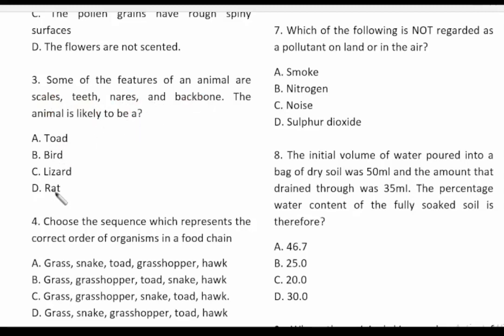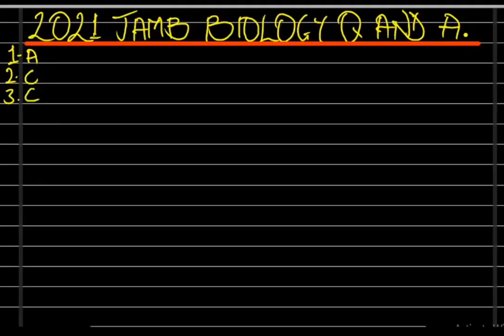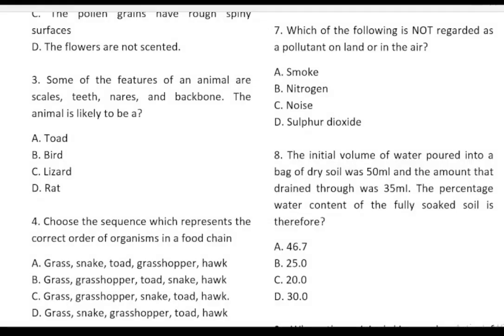Now, it appears to be that all of them have backbone. The birds do not have teeth, so we cannot pick the birds. The toads do not have nails, so we cannot pick the toads. But which of them now have the scales? Lizard has scales, it has teeth, it has nails, and it has backbone. So that is the most likely fit to this question here. It is going to be the lizard, option C. 3 is option C.